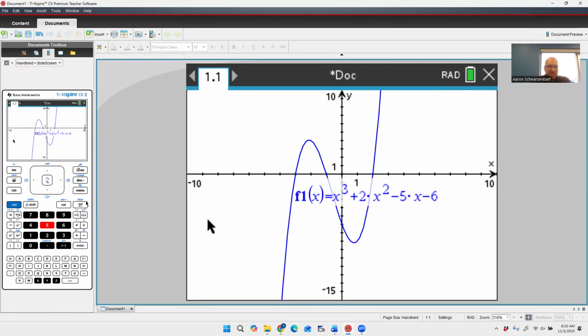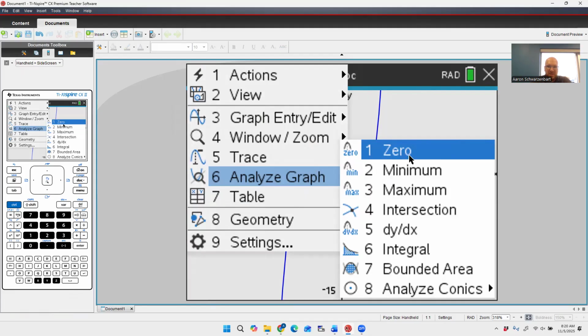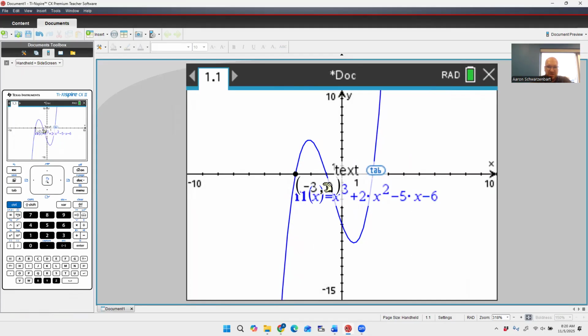If it doesn't specify maxes and mins, you probably don't need to find them. Okay, yeah, that's what I thought. This is (-3, 0), this is probably (1, 0), or (-1, 0), (2, 0), and (0, -6). Those are the things that should be included in your sketch.